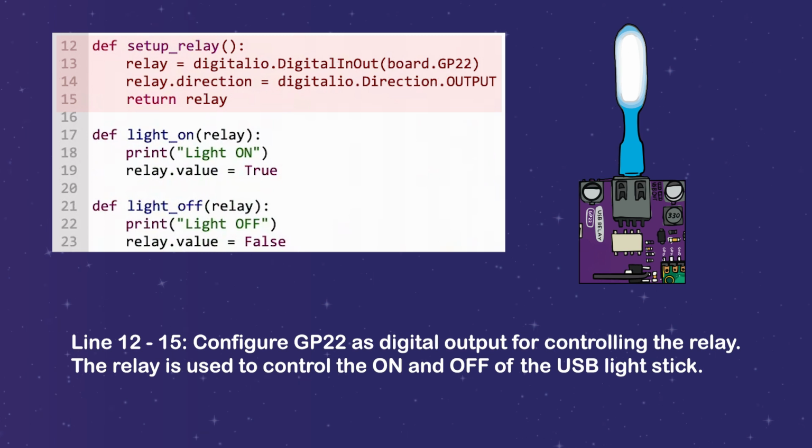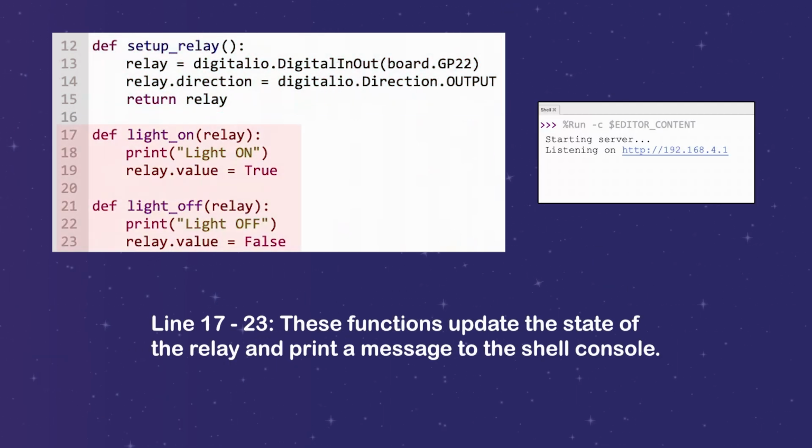Line 12 to 15. Configure GP22 as a digital output for controlling the relay. The relay is used to control the on and off of the USB light stick. Line 17 to 23. These functions update the state of the relay and print a message to the shell console.